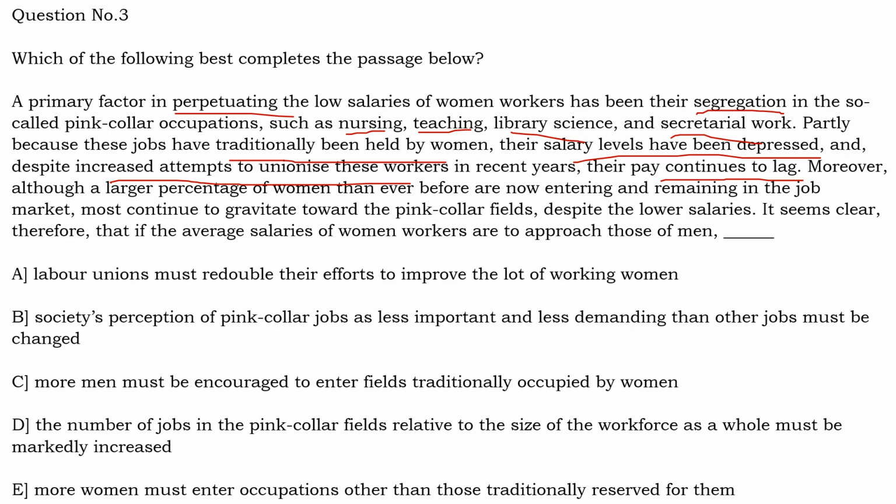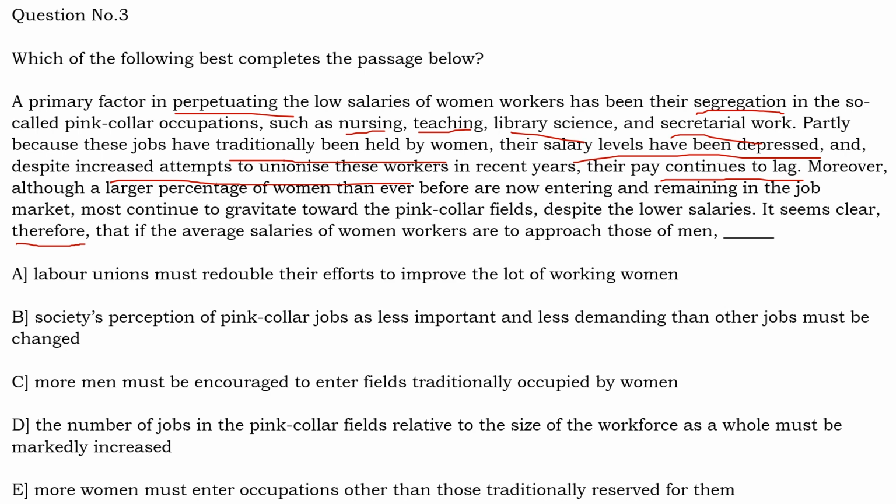And the last sentence: and it seems clear therefore. So the word therefore is very important in continuing the sentence. So it seems clear therefore that the average salaries of women workers are to approach those of men. If you want the women to have equal salaries like that of men, what should be done? This is the question. Option A, labor unions must redouble their efforts to improve the lot of working women.